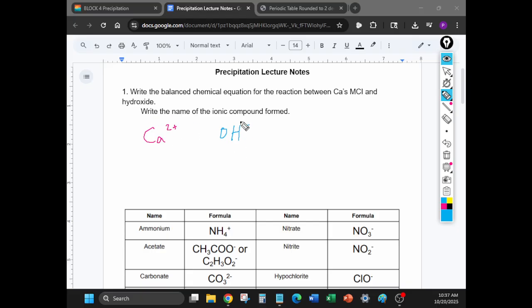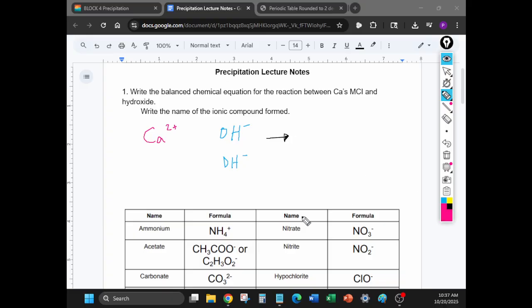Alright, we got 2 ions, positive and negative. Which one do we need more of? Yeah, hydroxide, OH minus. Great. You need 2 of them because it's +2 and -1, so you need another -1 to balance that out. And so we're going to write our formula.